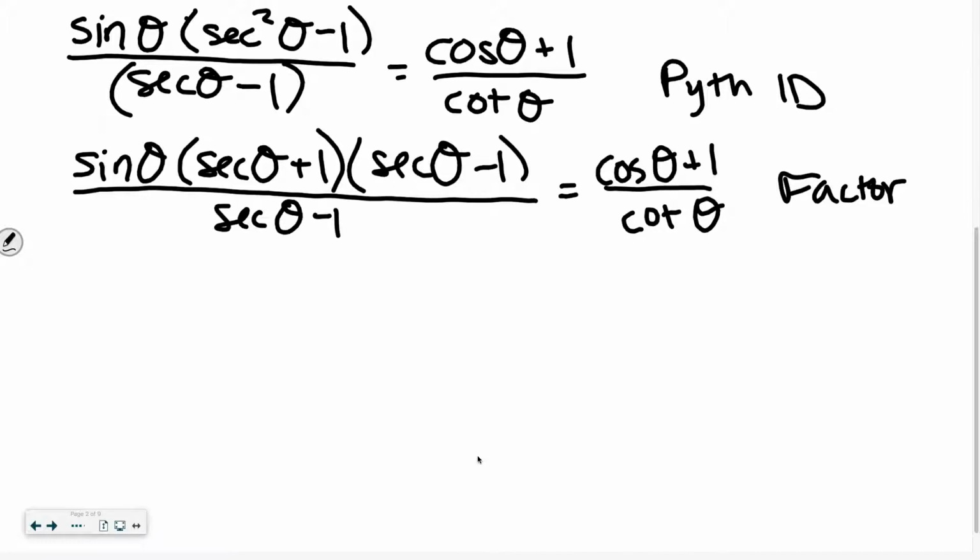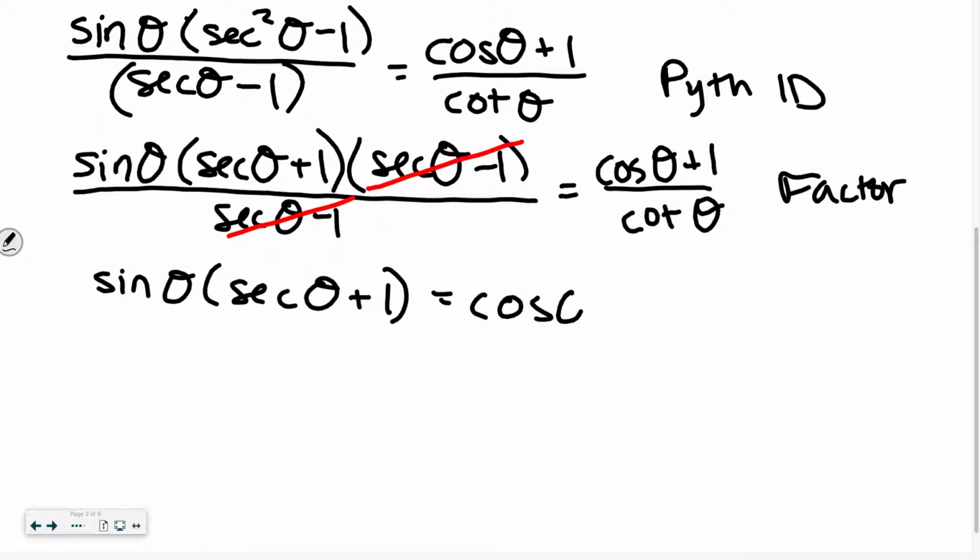Okay, so that's awesome because when I factor, I can cancel the secant theta minus 1. You can say cancel, divide, I don't know, whatever you say. We're not real picky about those words anyway. Okay, now I'm going to let you guys look at it and decide what you want to try next.